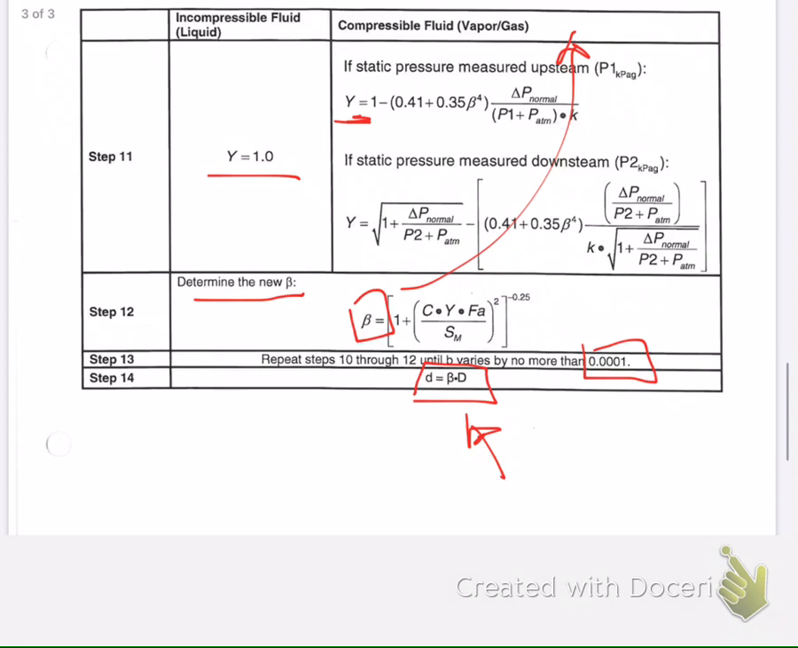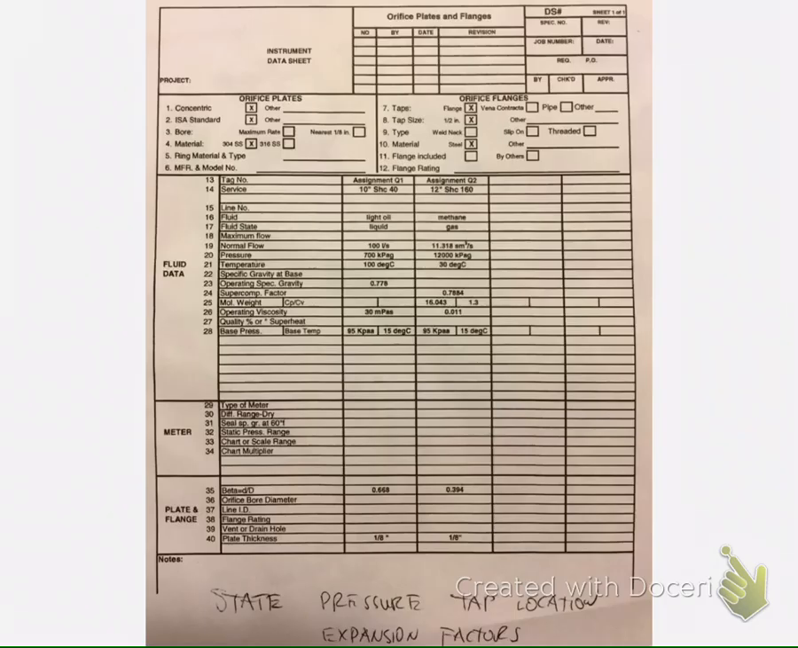We've programmed this into our calculator, we've tested it, and now what I wanted to do is go through an example on sizing an orifice plate. So right here we've got a data sheet, an instrument data sheet on a device that we're going to be sizing for. I put some notes down here when I did this in class. They didn't state the pressure tap location or the expansion factors, and those are for the orifice and pipe.